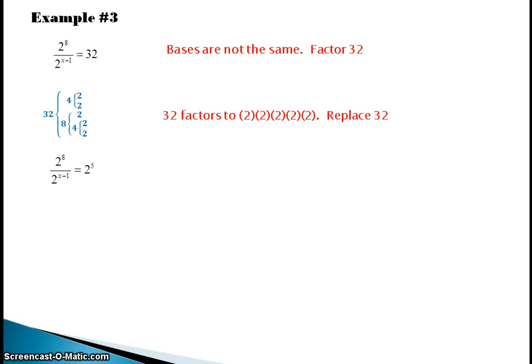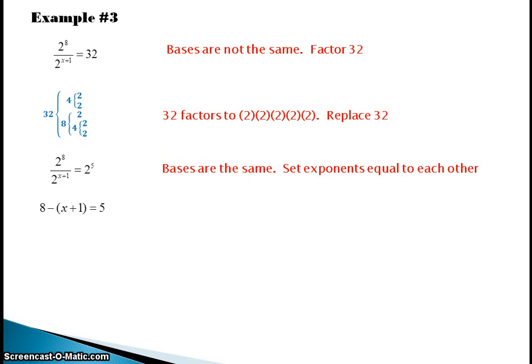But if I apply the quotient law of exponents on the left side of the equation, right here, the quotient law says that this is equal to 2 to the 8 minus x plus 1 power. And at that point, I have the same base on both sides of the equation. And so I am going to set the exponents equal to each other and solve for x.